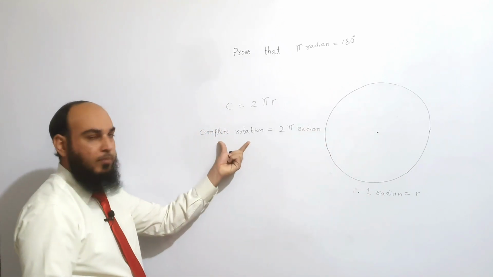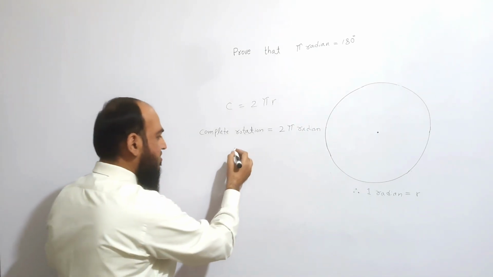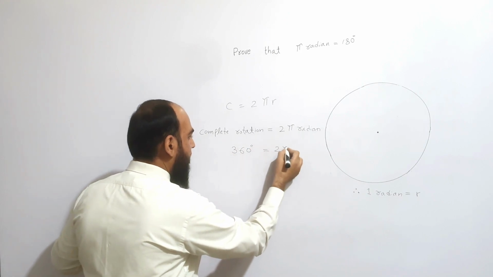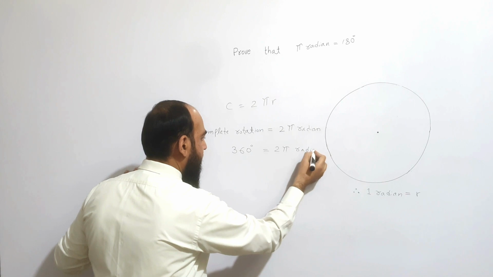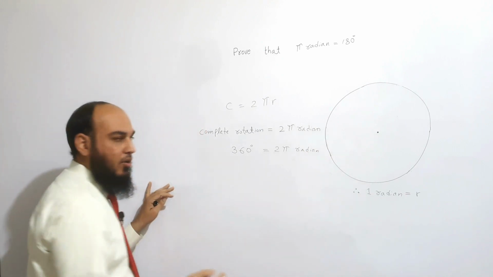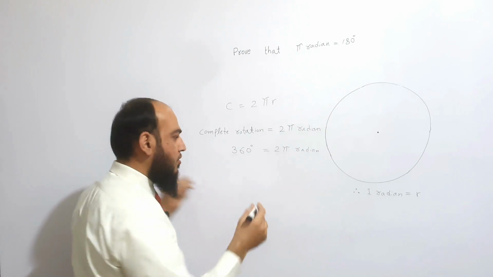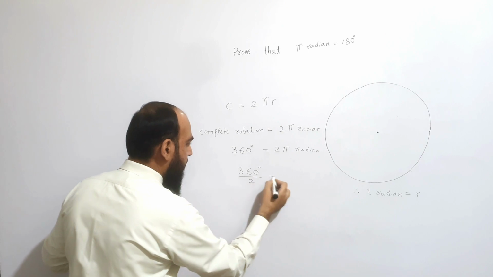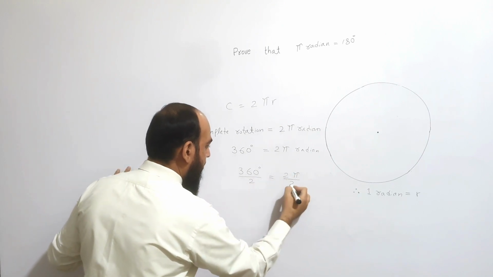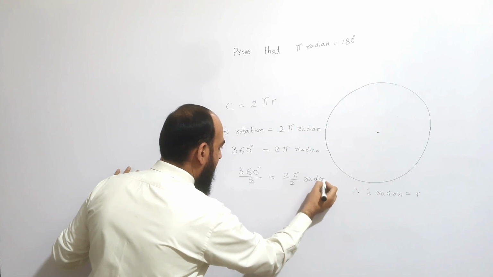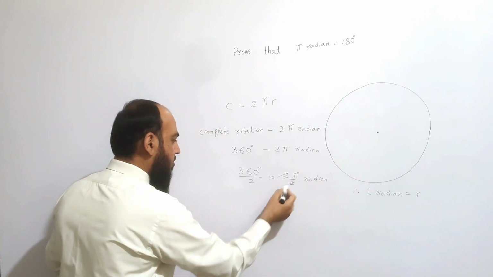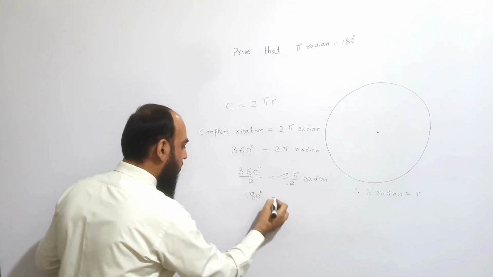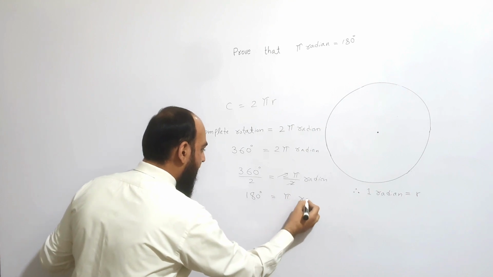And we know that complete rotation of the circle means 360 degree is equal to 2 pi radian. And we have to divide both sides by 2. Divide both sides by 2. And we know that 2 cancels with 2. And 360 divided by 2, we get 180 degree is equal to pi radian.